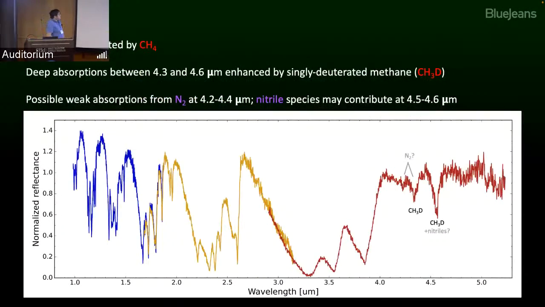Moving now to Eris, we find basically a textbook methane ice absorption spectrum. If you look at these long wavelength absorption features beyond 4 microns, the strength of those features suggests that they are enhanced by the singly deuterated isotopic form of methane, CH3D. Another possible contributor at 4.55 microns are nitrile species, a hypothesis that's supported by the tentative detection of nitrogen ice between 4 and 4.2 microns.